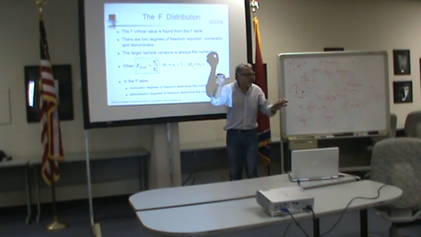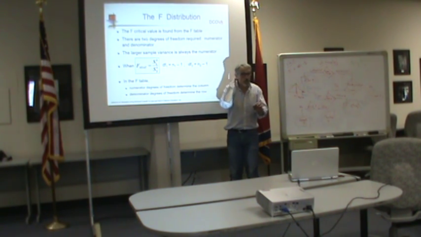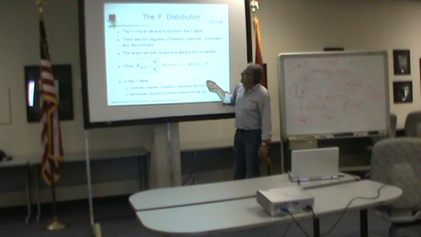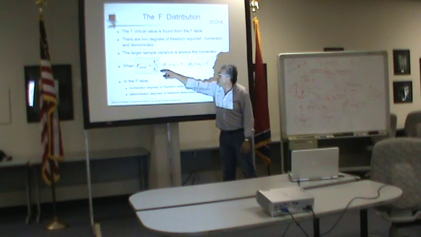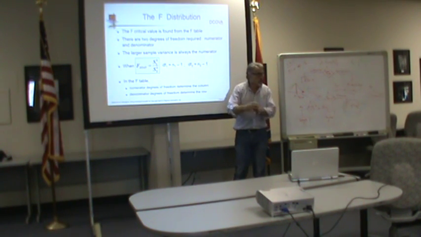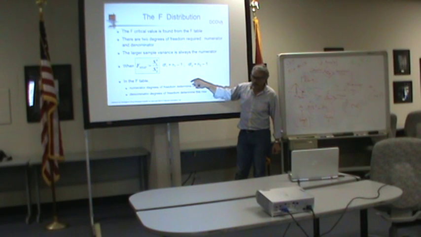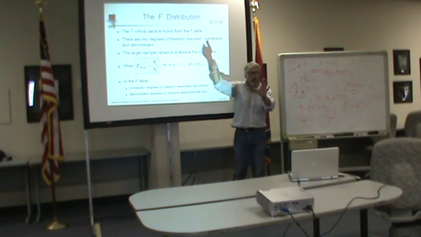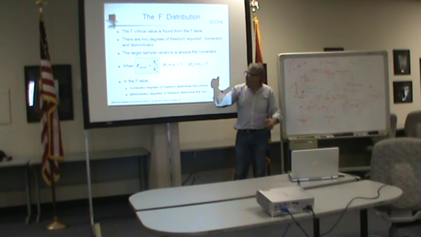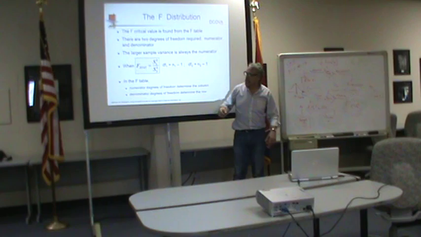The F table has 2 degrees of freedom, one for the numerator, one for the denominator. The larger variance is always in the numerator, therefore your F stat is always greater than 1. The big one's in the top. Yeah, and in the F table, they're going to show it in 2 view graphs. The numerator degrees of freedom, pick your column. The denominator picks your row. Or we can use F distribution in Excel.